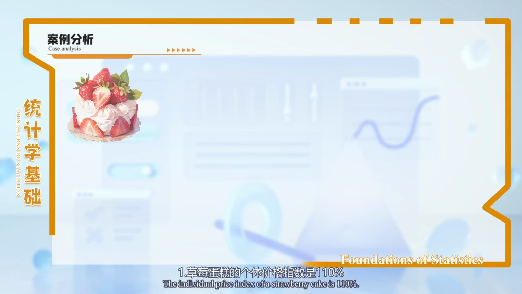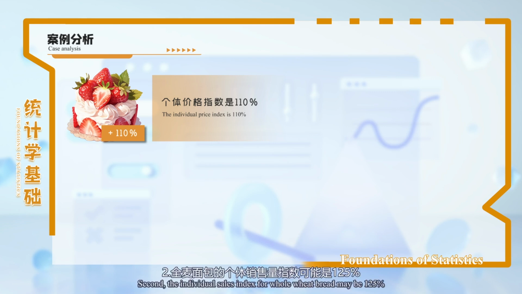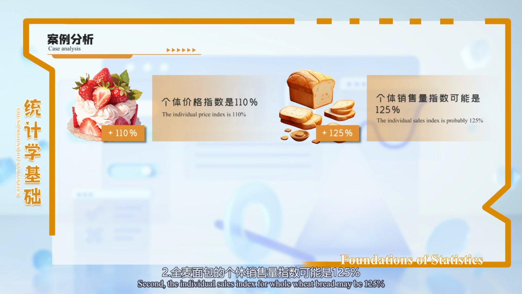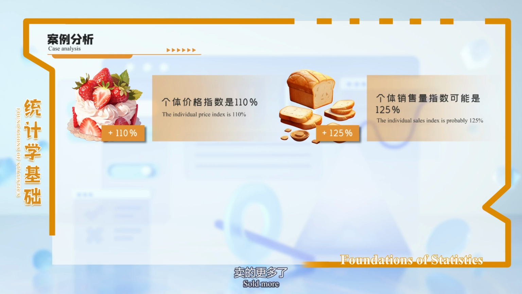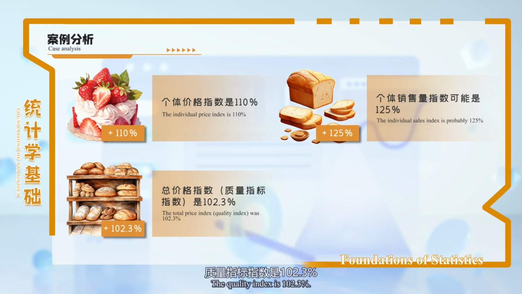First, the individual price index of a strawberry cake is 110%. The price has gone up. Second, the individual sales index for whole wheat bread may be 125%. Sold more, even though the price is reduced. Third, the total price index for the bread section, the quality index, is 102.3%. This explains that the overall price has increased slightly.